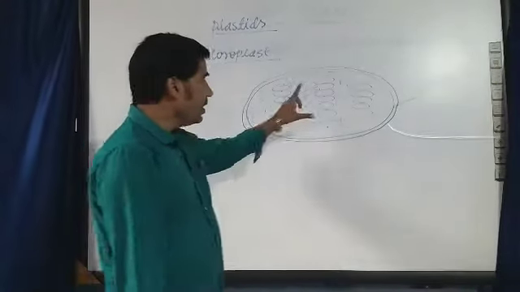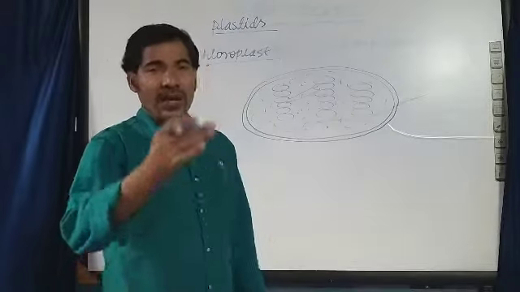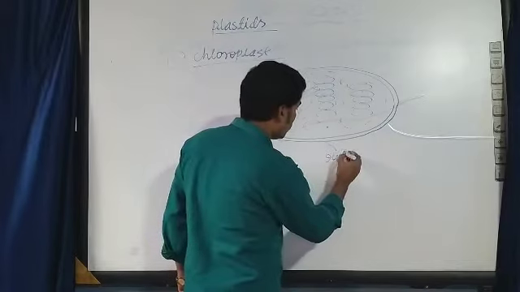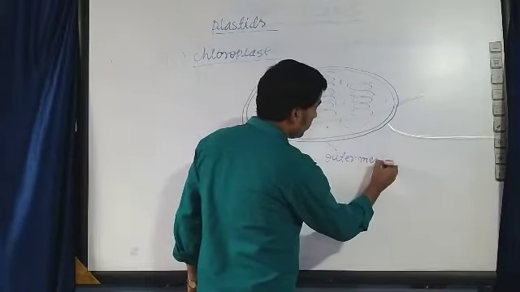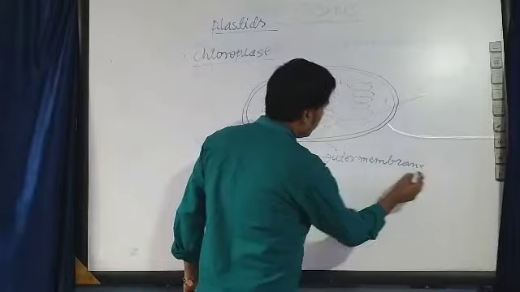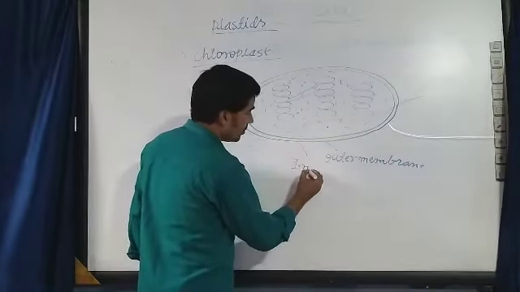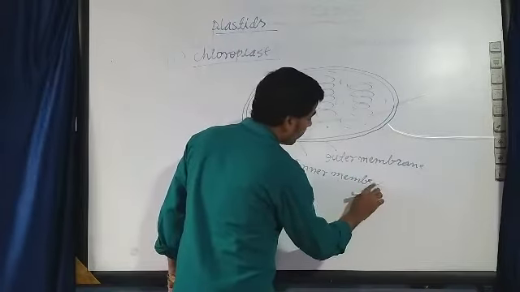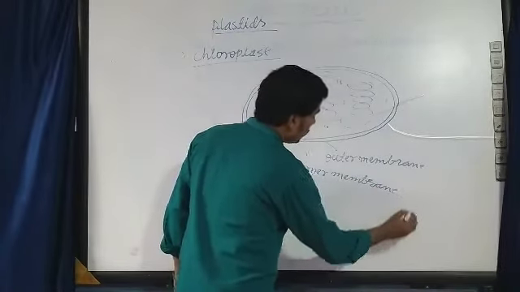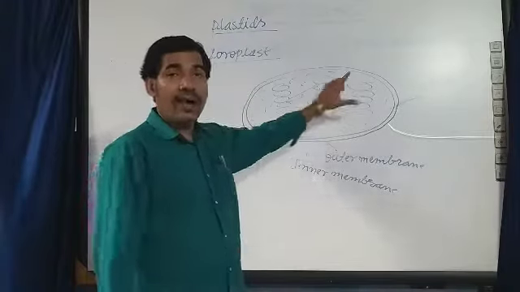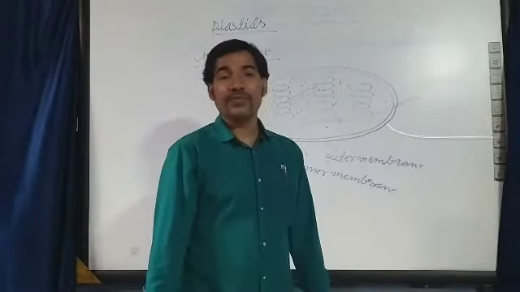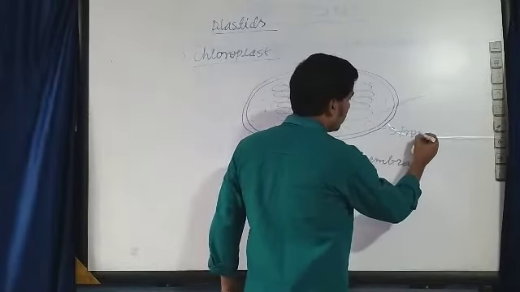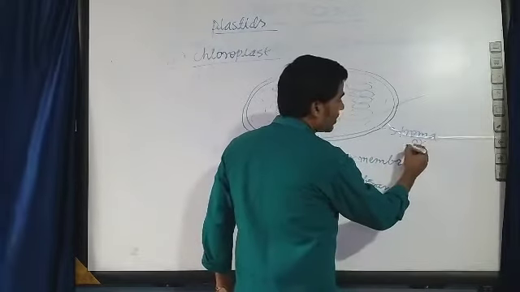Listen, each chloroplast is surrounded by a double membranous structure, in which the outermost is called the outer membrane, whereas the inner one is called the inner membrane. The area surrounded by the double membranous structure is filled with a jelly-like substance, that is called stroma. Stroma is also known as matrix.